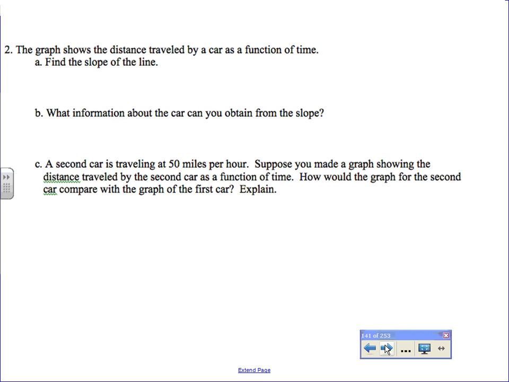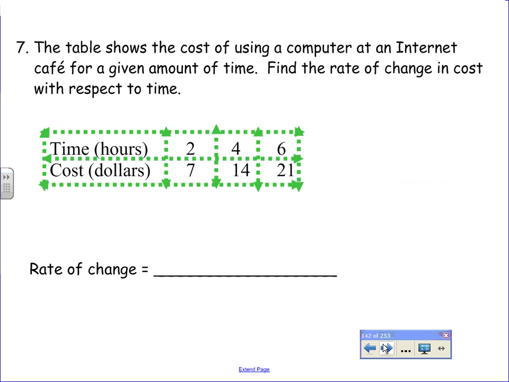We do not have a graph, so we're going to skip this one. But at the very bottom, you should add this one. So the table shows the cost of using a computer at an internet cafe for a given amount of time. Find the rate of change in cost with respect to time. So who can tell me, I have time and cost, which one's going to be my y, which one's going to be my x?